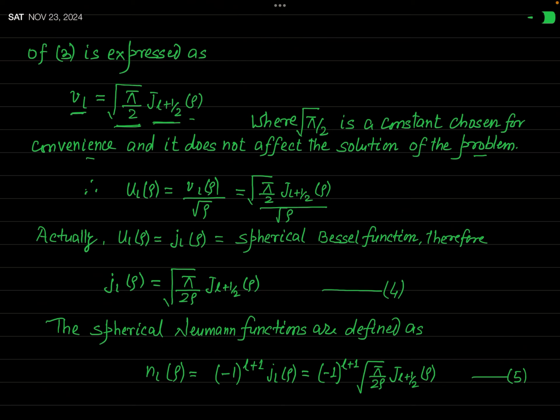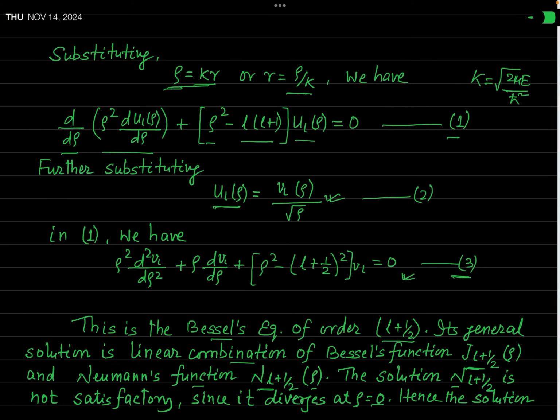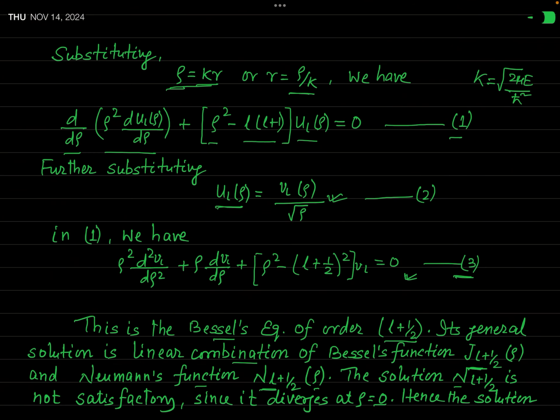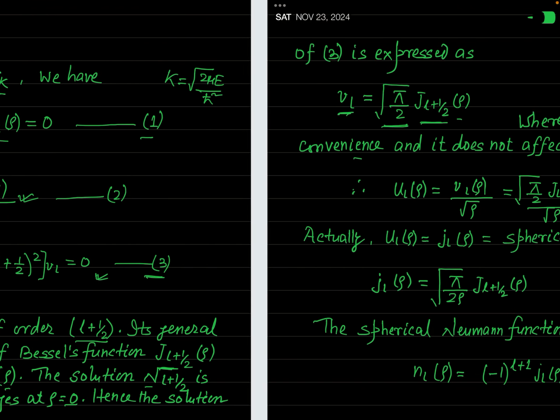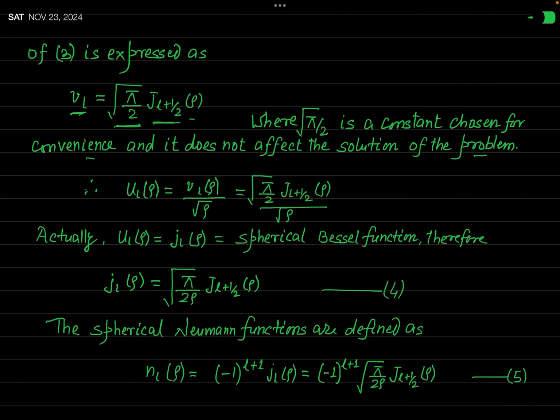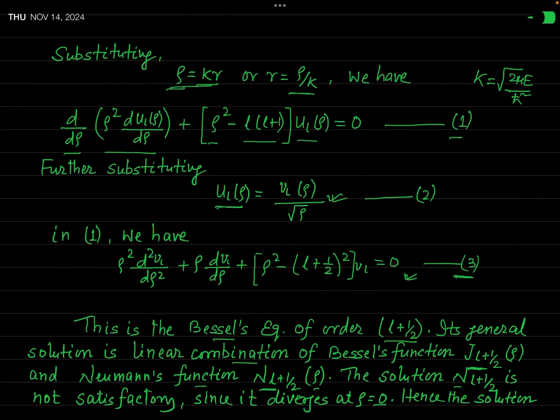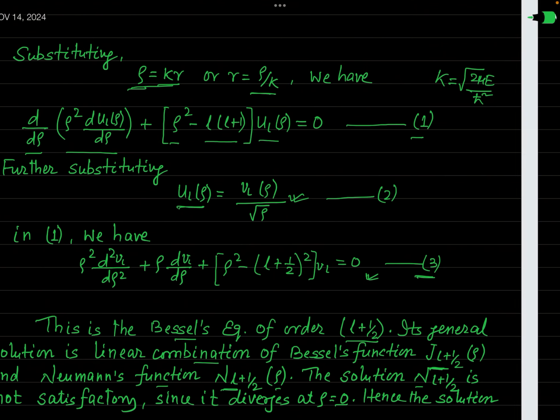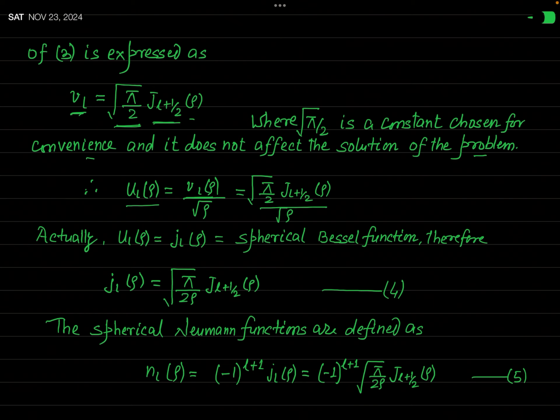Now, we have defined V_L, but the original equation is in terms of U_L, and we have related U_L with V_L by this relation. So you can now obtain the value of U_L of rho. We have assumed that U_L of rho is equal to V_L of rho over square root of rho. So now the solution of the equation defined in equation number 1 can be written like this.